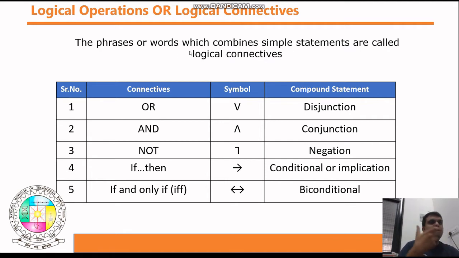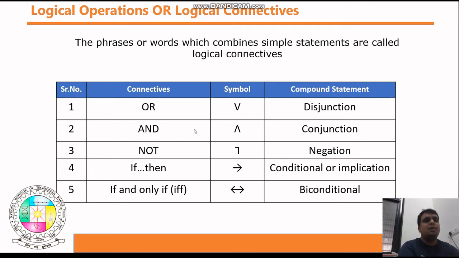Whenever we use a connective, there should be two simple statements, and to combine those two simple statements we use a connective. In logic we basically have five types of connectives. The first connective is or. You might know about this or connective. The symbol of or is the V symbol, and the compound statement formed with or is called a disjunction. Whatever compound statement we get after using the or connective is called a disjunction.